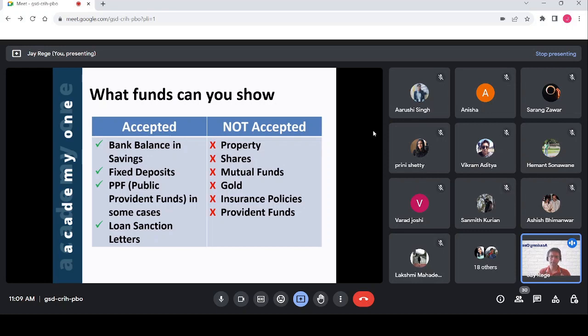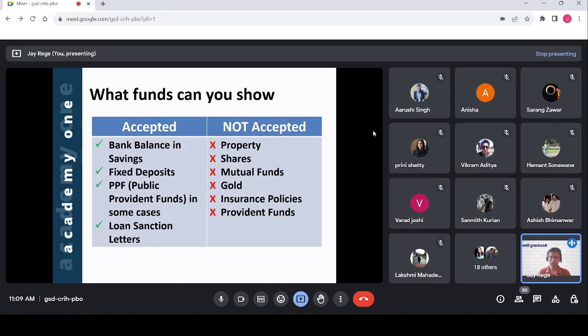Very few universities do accept provident funds, provided you get a letter which clearly states the withdrawable amount of that provident fund. But generally, most universities will not accept that. Also, the letters that you get should be from the bank. You cannot get letters from chartered accountants or maybe some other places.